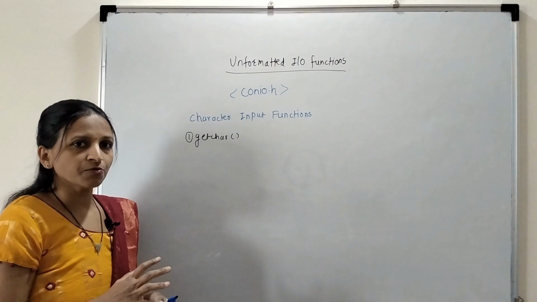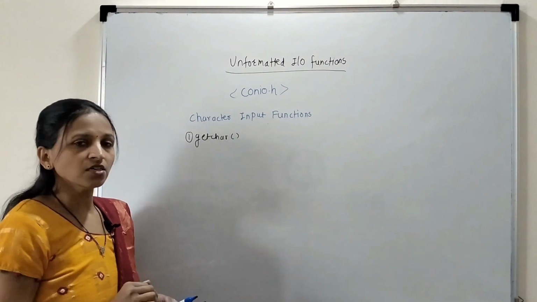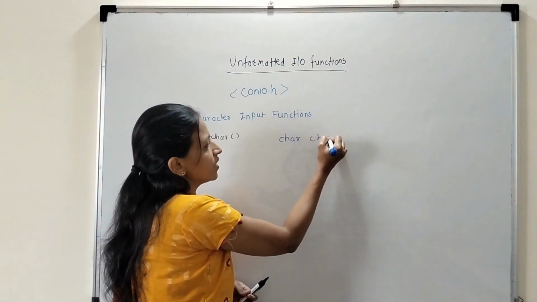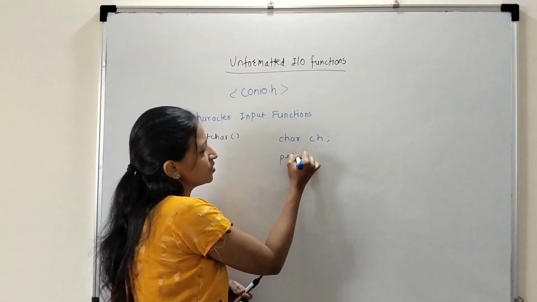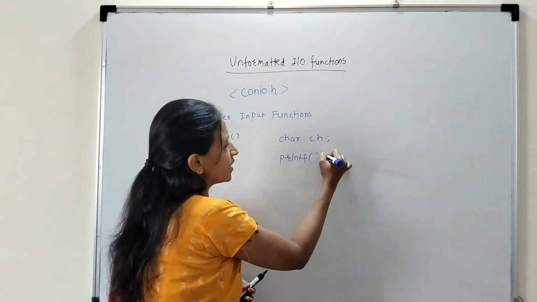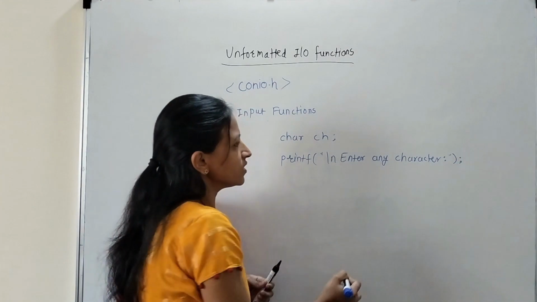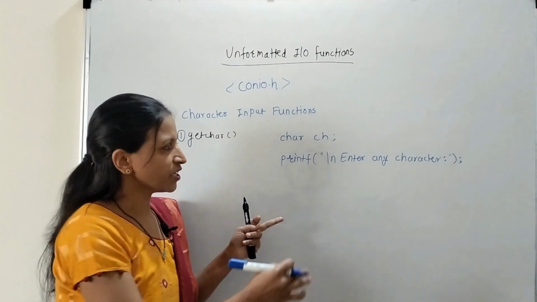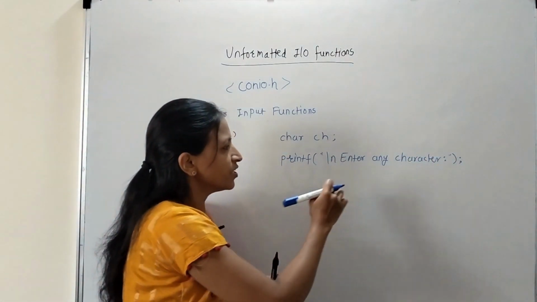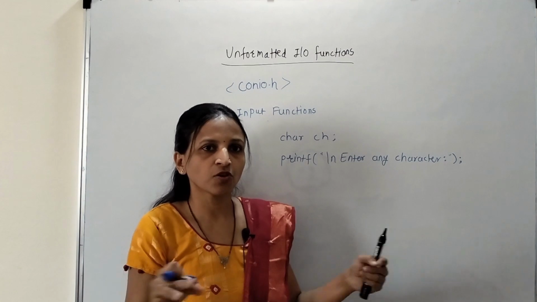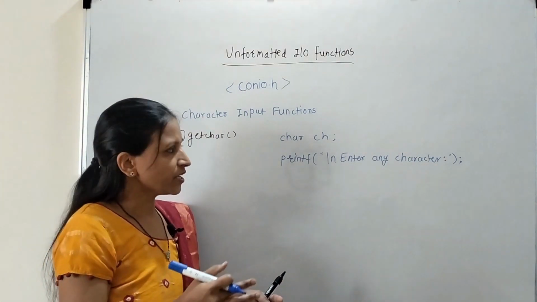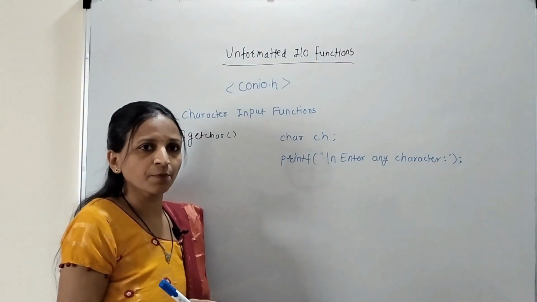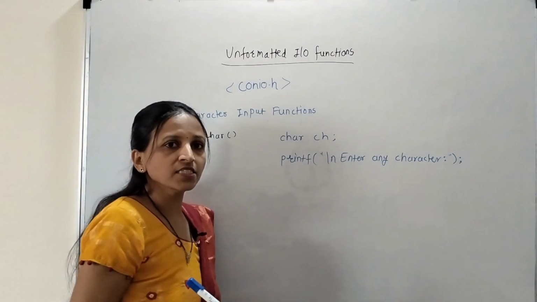Now how to use this function? What is the syntax? For that, just see the example. Suppose we have one character variable ch, and through printf we can give a message to the user, like enter any character. Printf will display whatever is written inside the control string, so the enter any character message appears on the output screen. After that, the user will enter some character, and that should be accepted and stored inside the ch variable.